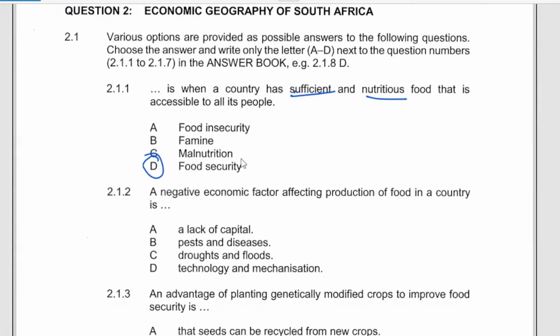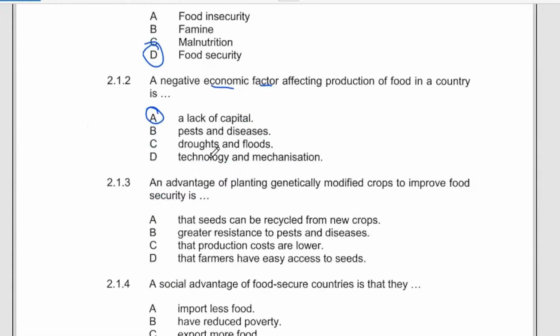Then a negative economic factor affecting production of food in a country. We want to look at economic factor. Right. Lack of capital, that's the correct one. Those other ones, pests and disease, are natural or physical. Droughts are physical. Technology and mechanization is not a negative factor. Right. Moving on to the next question.